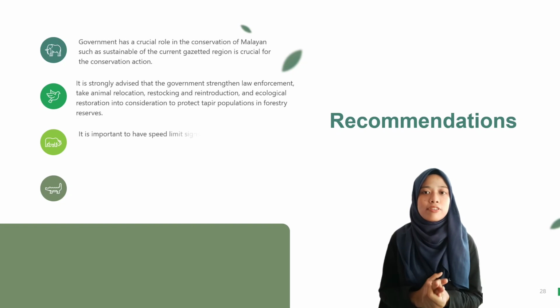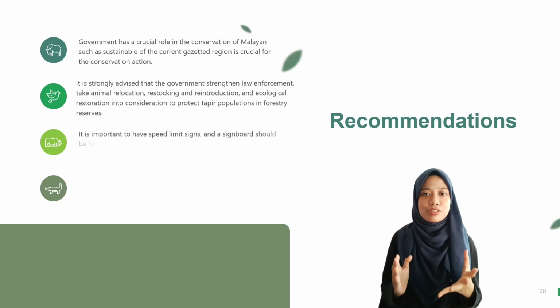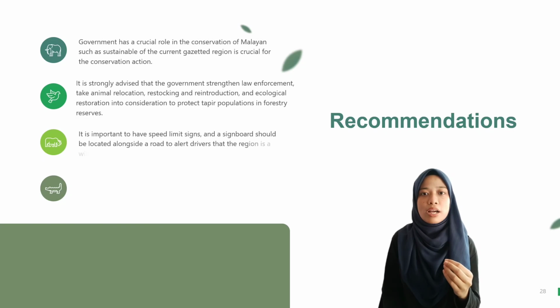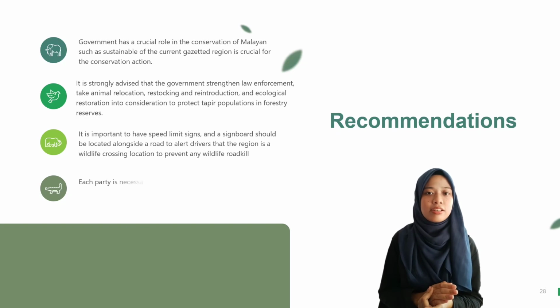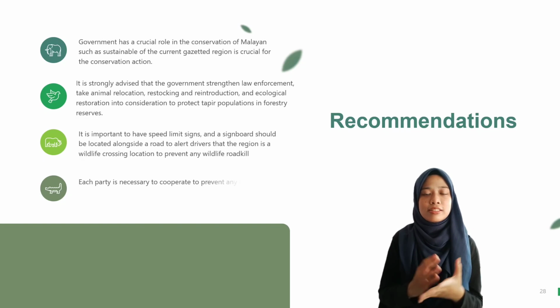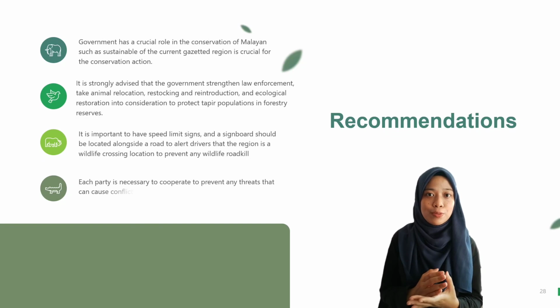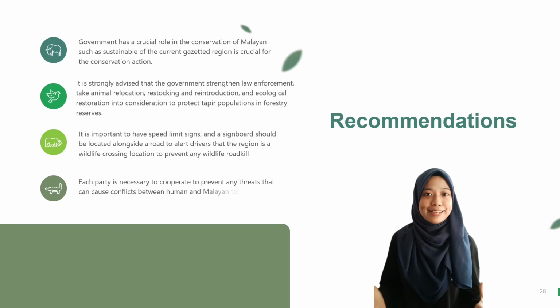It is important to have speed limit signs, and a sign should be located alongside a road to alert drivers that the region is a wildlife crossing location to prevent any wildlife roadkill. And lastly, each party is necessary to cooperate to prevent any threats that can cause conflict between humans and Malayan tapir. And that is all from me.